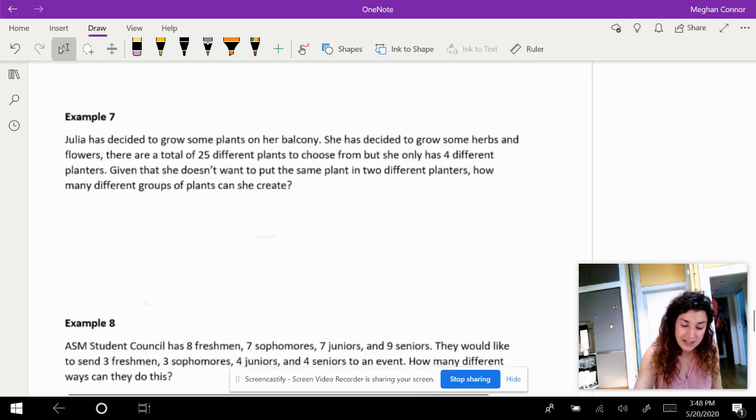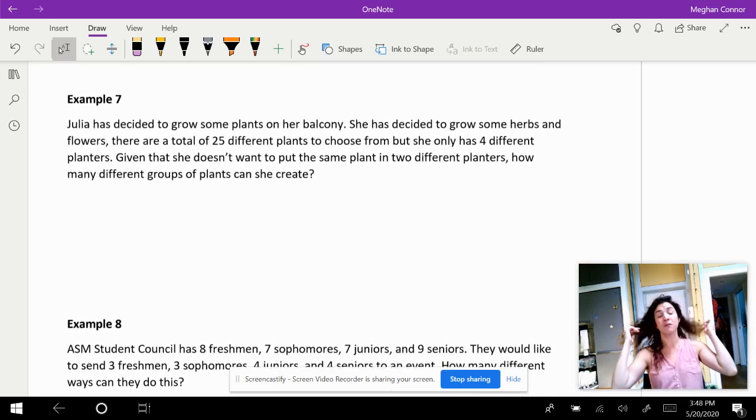Okay, Julia has decided to grow some plants on her balcony. I don't know if Julia has a balcony, but in this problem, she does. She has decided to grow some herbs and flowers. There are a total of 25 different plants to choose from, but she only has 4 different planters. Given that she doesn't want to put the same plant in 2 different planters, how many different groups of plants can she create?